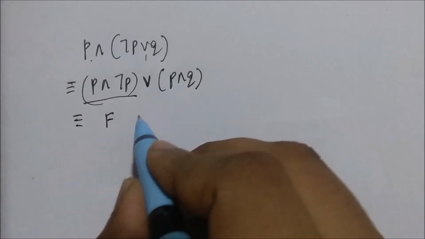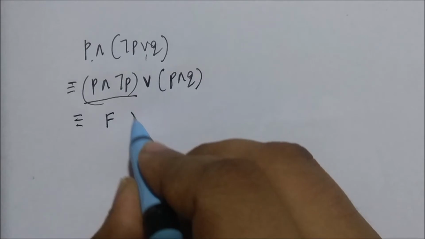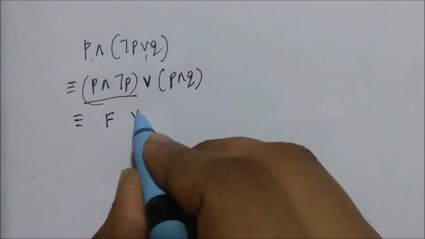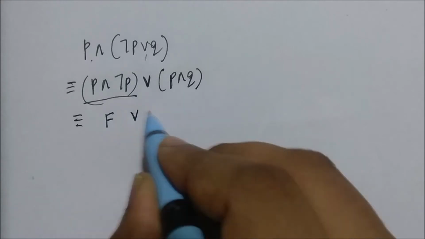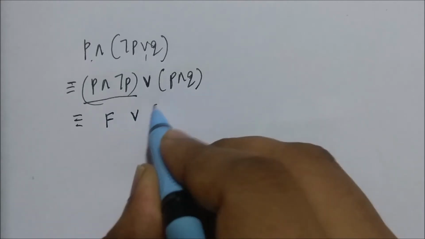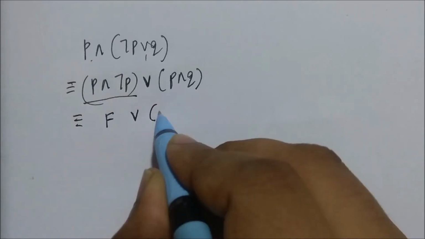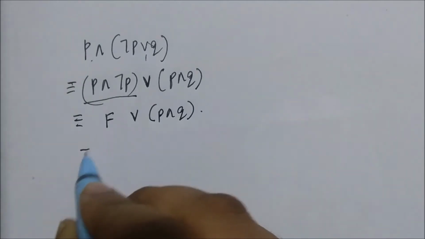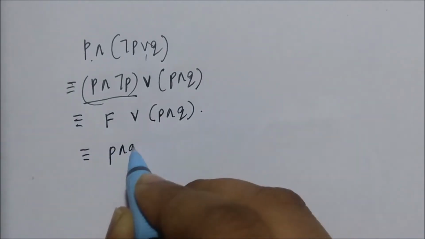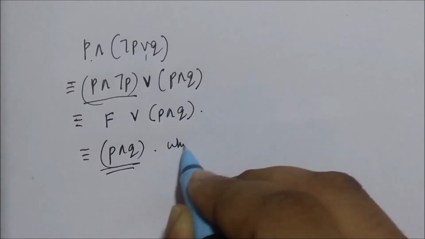Or another way to think about it is, if P is true, then not P is false. So P and not P is true and false, which is false. And if P is false, then not P is true. Again, true and false is false. So P and not P is false. Then we write P and Q as it is. So we have F or (P and Q). That means false or (P and Q).